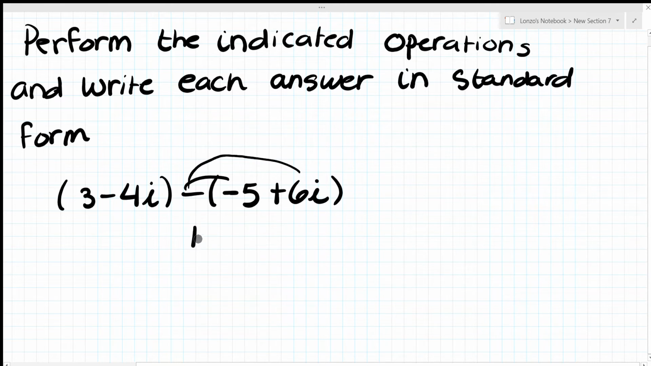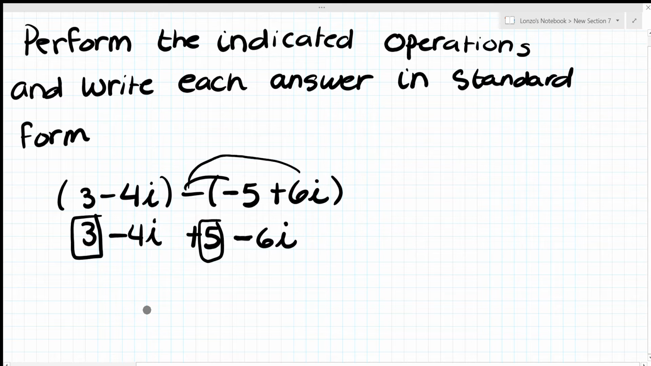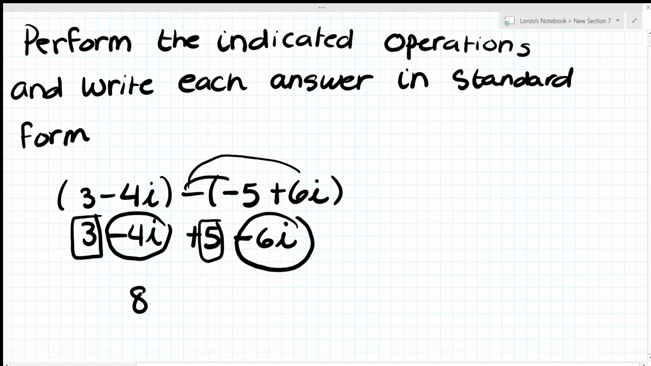Over here you have two negatives, that becomes positive. Over here you have a negative times positive 6i, so that becomes -6i. Bring down your leftovers, which is 3 minus 4i. Now we're going to group like terms. Let's group all the real numbers: 5 and 3. 5 plus 3 is 8. Now let's collect all the imaginary numbers. I'm going to circle the ones with i's. -4 minus 6 is -10. And this is what's called standard form. Standard form is a plus bi, right? So this is my final answer.